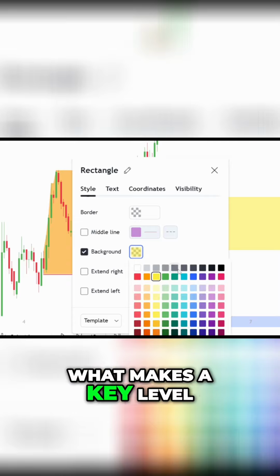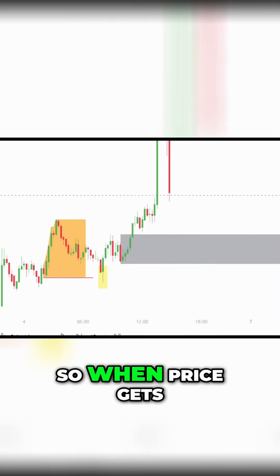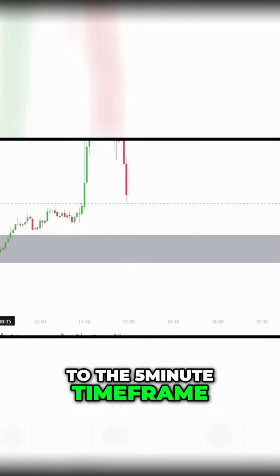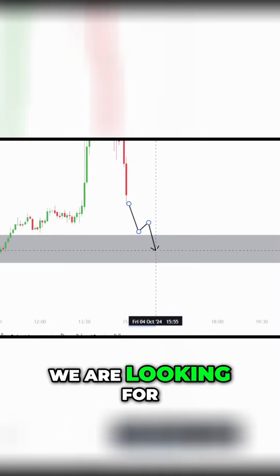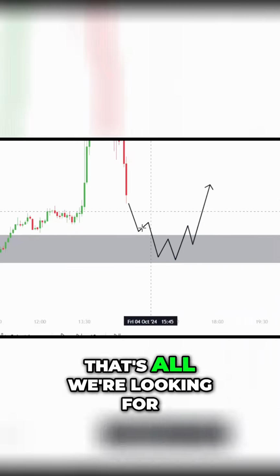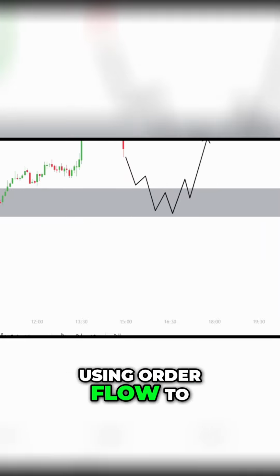Now, what makes a key level? It's very simple. A key level is essentially a 15-minute fair value gap. So when price gets into this 15-minute fair value gap, if we go down to the 5-minute time frame, we are looking for something very simple. We are looking for this. That's all we're looking for. So it's very simple on the surface, but we're going to be using order flow to our advantage.